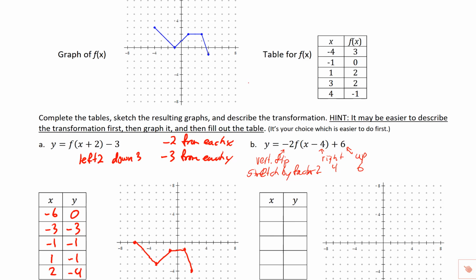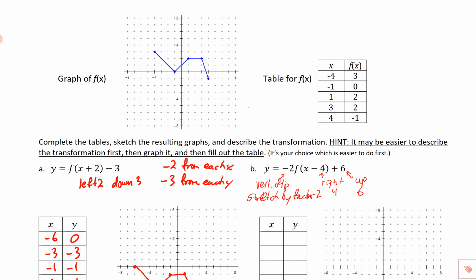Okay, so let's come up here and let's see what this would look like if we did that. Now I'm going to change colors. Let's see. So we're going to take this and we're going to vertically flip it and stretch it by a factor of 2. So if I vertically stretch it, it was 3, so this is 3 above the x-axis. I'm going to vertically stretch it by 2, multiplying by 2, so that's going to be 6, and then I have to flip it upside down. Another way to think of it would be we could flip it upside down to negative 3 and then double it, so we'd be right here.